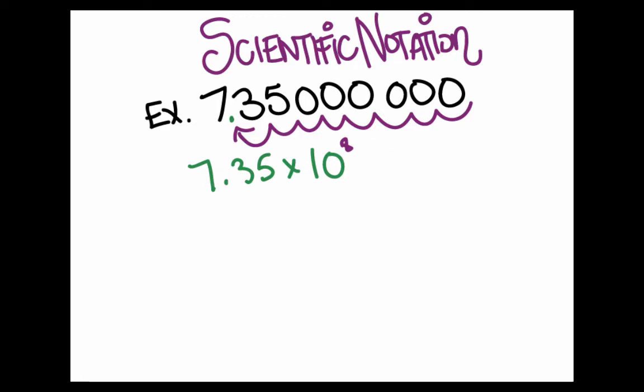And if you plug 7.35 times 10 to the power of 8 into your calculator, your value should be 735 million. So scientific notation is just a different way of expressing the same value. This number here is the same as the original value. It's just written in a different form.